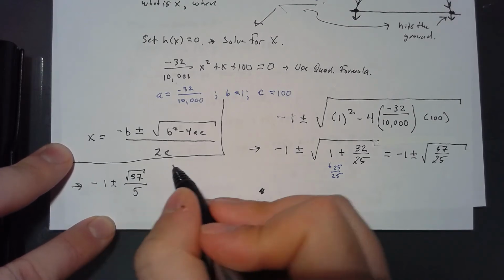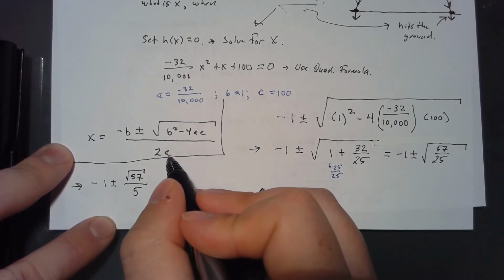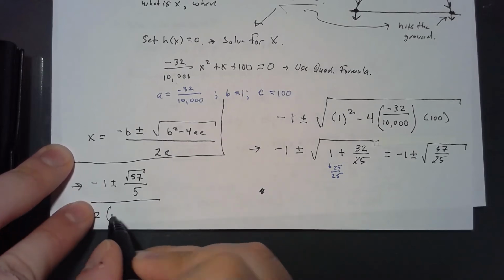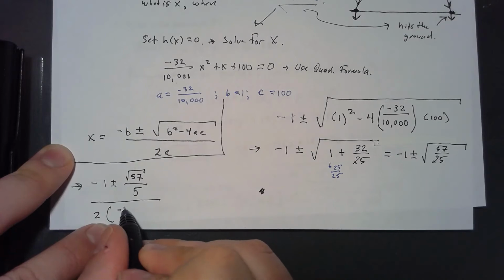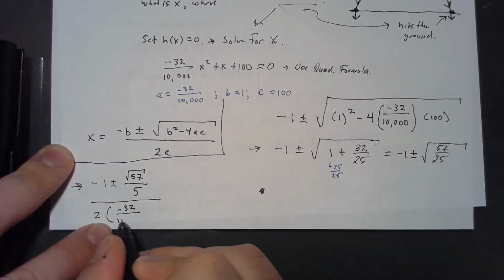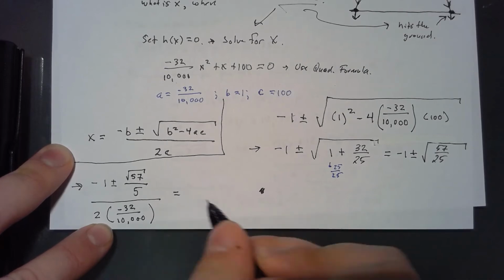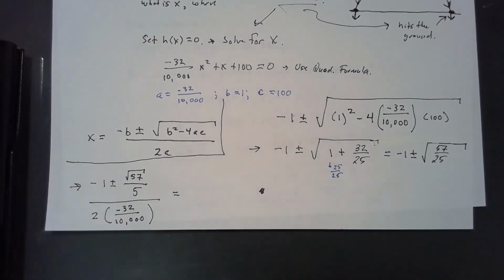Now the denominator is 2 times a. So this is all going to be over 2 times, now a was the negative 32 over 10,000 value again, which is nice. So 2 times that is negative 64 over 10,000, which is negative 4 over 625.